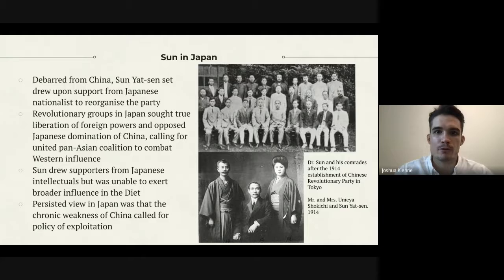But he was unable to exert broader influence on the Japanese parliament, known as the Diet. So he was unable to convince them to support him in removing the warlords and rebuilding the Chinese Republic. And there remained a persisting view in Japan that the chronic weakness of China was an opportunity for exploitation, that Japanese society at this time is highly racialized, and they viewed themselves as greater than the Chinese. They thought that, well, if China has this chronic weakness and political fragmentation, they should not be allowed to rule. And therefore, we should bring order, we should bring stability, we should bring our own political organization to China in order to rebuild them. That was their motivation to expand, and also with regards to the economic gains that would come with China as well.